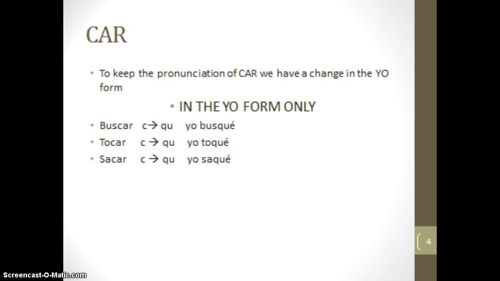The same thing with tocar and sacar. It turns into yo toqué, yo saqué. That's to keep the pronunciation really consistent throughout the whole verb chart for that verb. Okay? So in car, the C changes to QU just in the yo form. Okay? All the other forms stay totally regular.